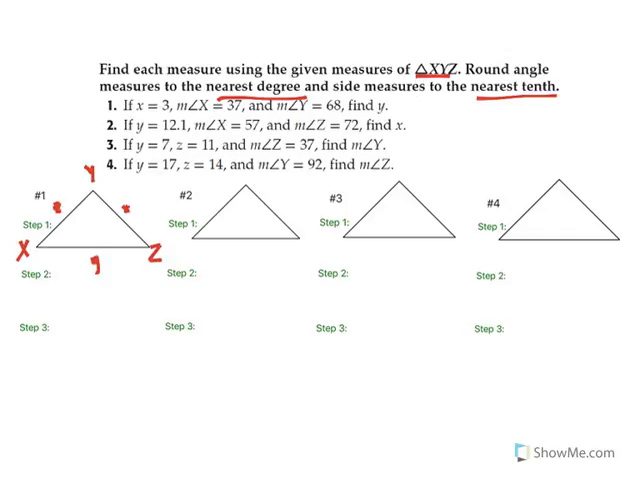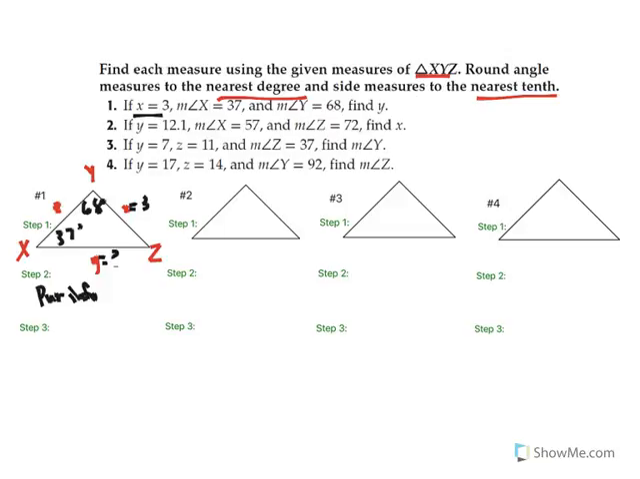Then we look at the problem and look at the information it gives us. So we're doing number 1 right now. It says x equals 3, so I'm going to put that in the figure. They say lowercase x, so I know they're talking about a side. They say angle X equals 37. I put 37 degrees here. And angle Y equals 68 degrees. I put that here. I need to find side y. So I have done my second step here, put the info in the figure.